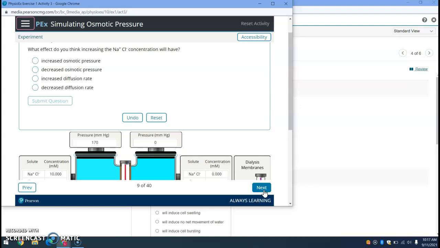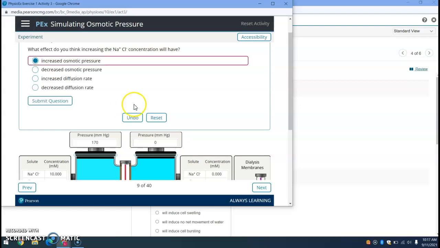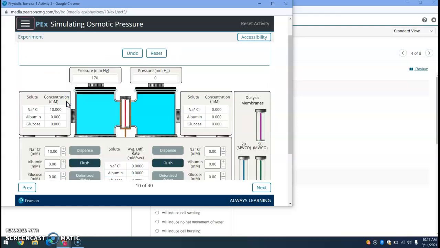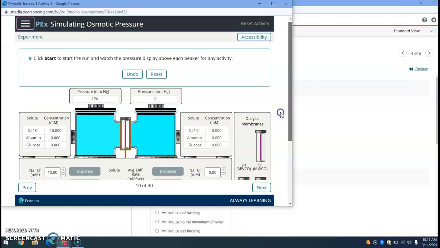What effect do you think increasing the concentration will have? Well, now that we've done this, I think we know that it will increase the osmotic pressure in the left beaker. But if you miss that, it's okay. This is something that helps you to learn. It's like predicting what you think is going to happen, and it helps you to learn the concept. All right, it says click start.